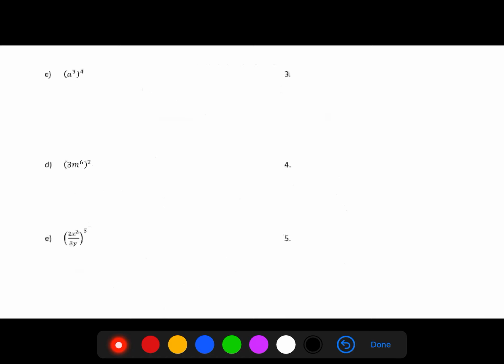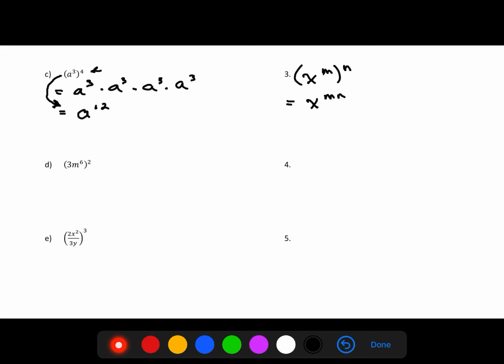again, it has to be the same base, now we can subtract our exponents. C, now we have a power to a power. So this 4 outside of the brackets tells us that we're going to have a to the power of 3 4 times. Well, our first power law tells us that we're going to add up all of those 3's. When we do that, we get a to the power of 12. Again, the law that tells us we can go directly to here means that if we have a power to a power, we are simply going to multiply our values. And again, if there's nothing in between them, that just denotes multiplying.